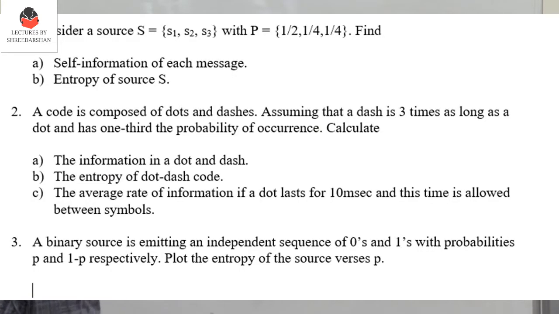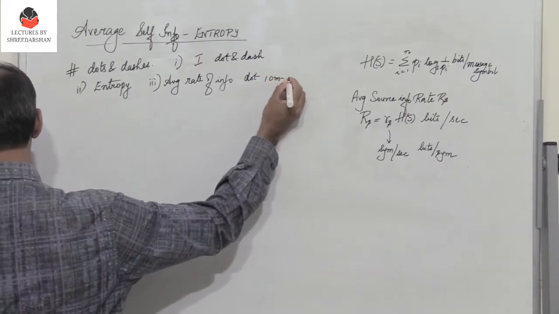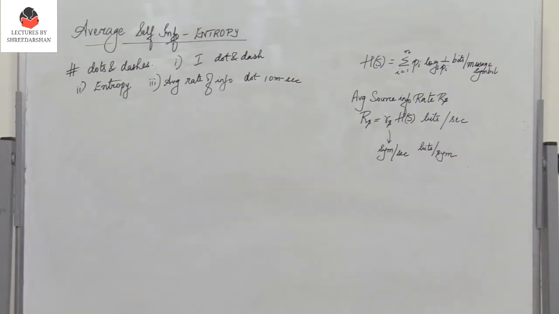The second problem states that a code is composed of dots and dashes. We assume that a dash is 3 times as long as a dot and has 1/3 the probability of occurrence. We need to find the information in the dot and dash, we also need to find the entropy, and then we also need to find the average rate of information if the dot lasts for 10 milliseconds and this time is allowed between the symbols.